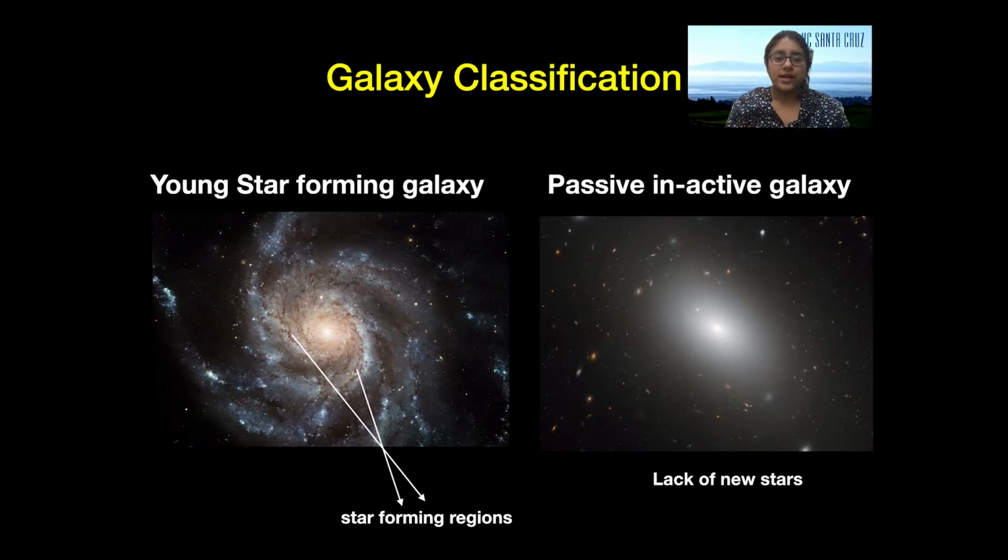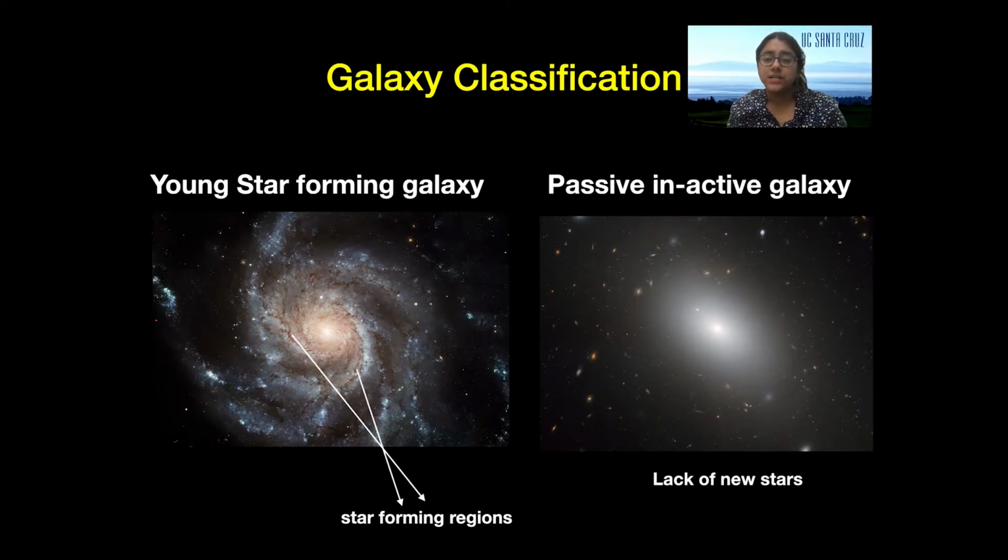The figure on the left shows you an example of a young galaxy, which is actively forming stars. This is a spiral-shaped galaxy, which is very similar to our own Milky Way. Here, each of the bright spots that you are seeing is a star, and the brown patches are the regions where stars are being actively formed right now.